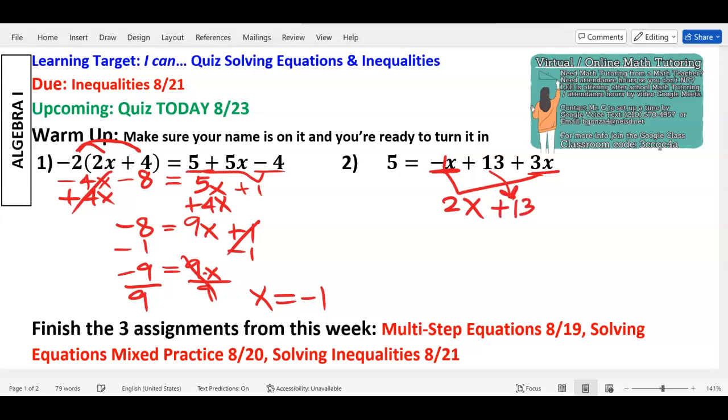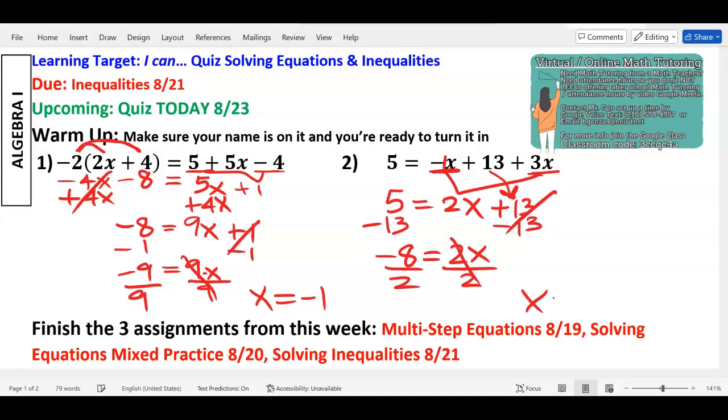Bring down 5 equals. And now it's a two-step equation on the right side again. We're trying to get rid of the loner, positive 13. So the opposite is minus 13. Five minus 13 is negative 8. So that equals 2x. And then my last step, just like the last equation, to get rid of a coefficient, a number in front, we must divide. Negative 8 divided by 2 is negative 4. Okay?